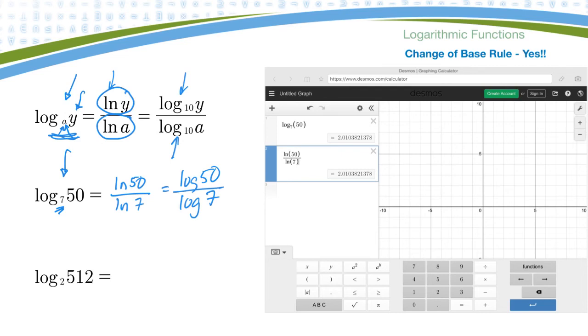Try that on the next question. Just see what you come up with. Try it on your calculator. So you could use the base A thing if you want, or you can say, well, that's the same as ln 512 over ln of 2.